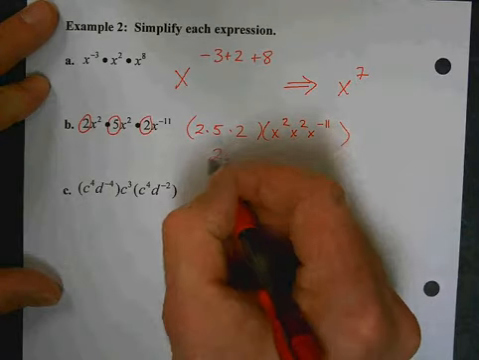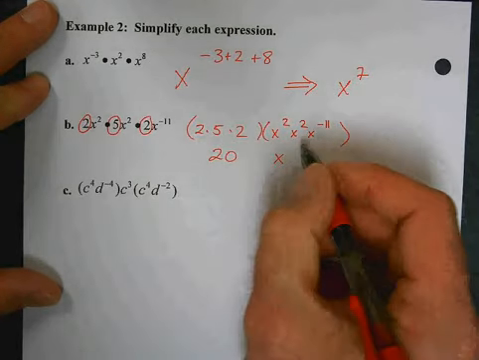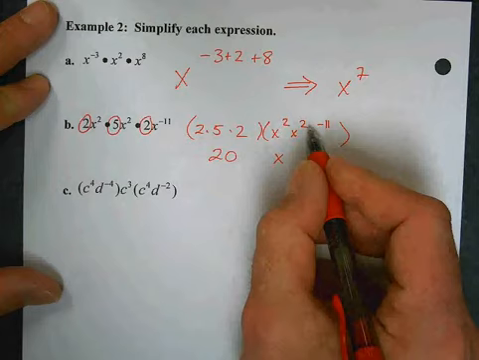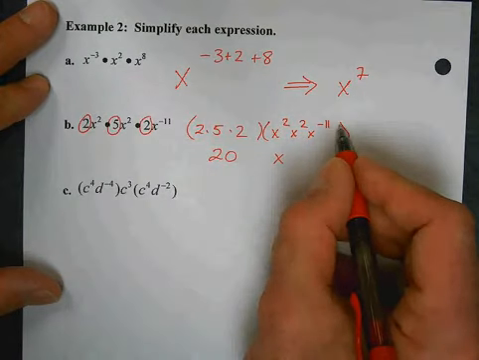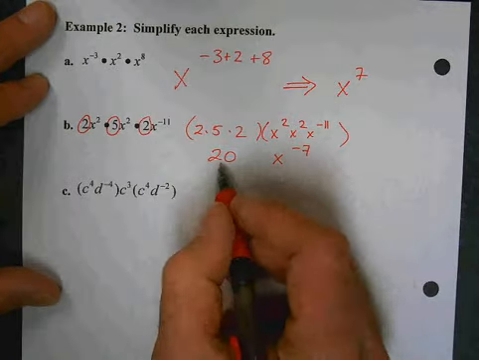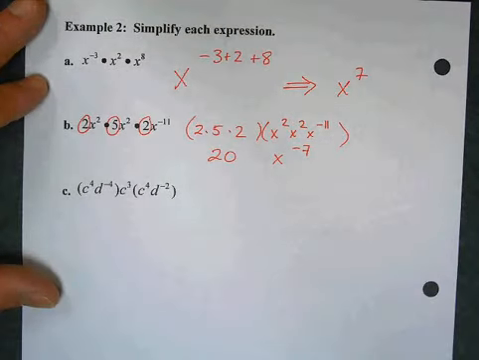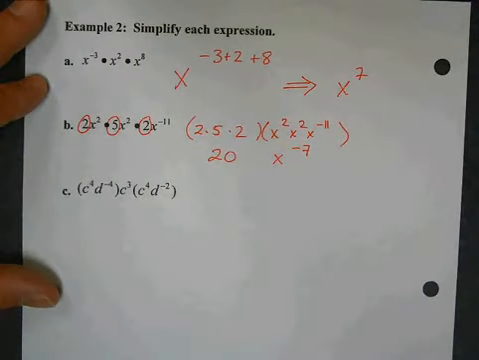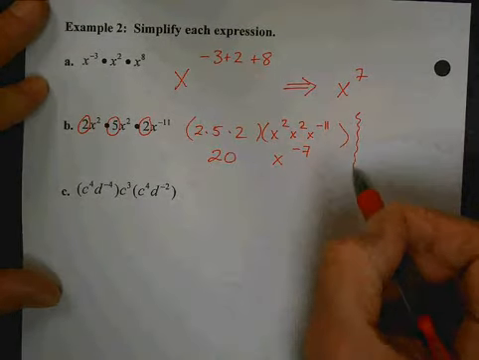20, thank you, Abby. And let's add these. 2 plus 2 plus negative 11. Is he right? Okay, negative 7. Am I okay with an answer of 20 x to the negative 7? Zach's shaking his head. All right?